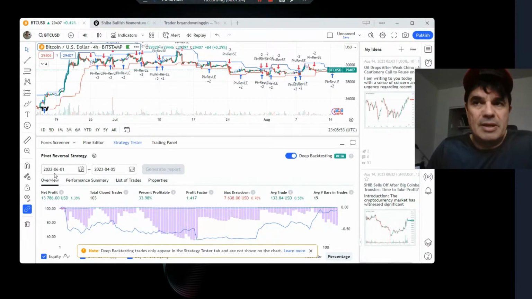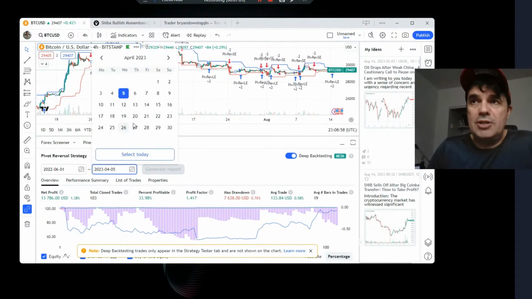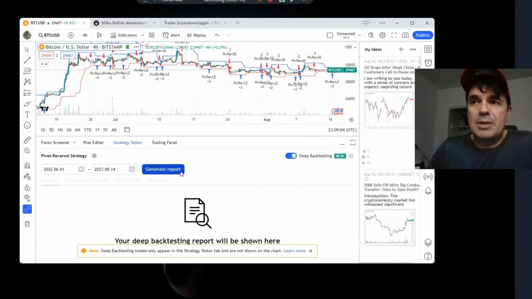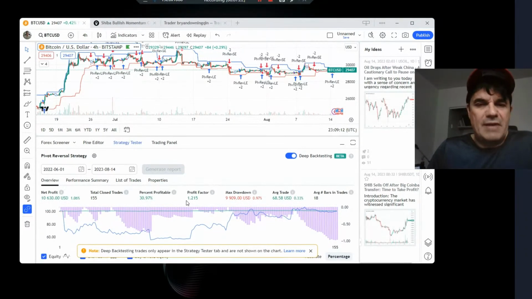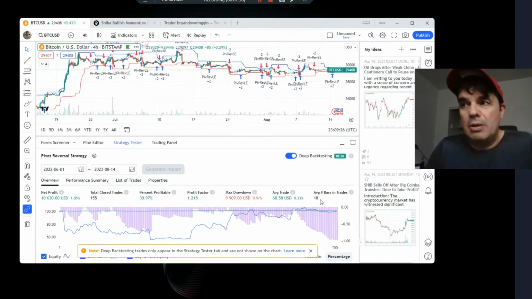So again, remember, this is going as far back as June, but looks like I have to change this to today, which is August 14. Generate a new one. So we got $10,000, percent profitable 30. Profit factor is not as much, but this seems to be a little higher still on the 4 hour, and the number of trades 18, average trade at $68. So even if you have a small account, you could have done supposedly fairly well with this trade.